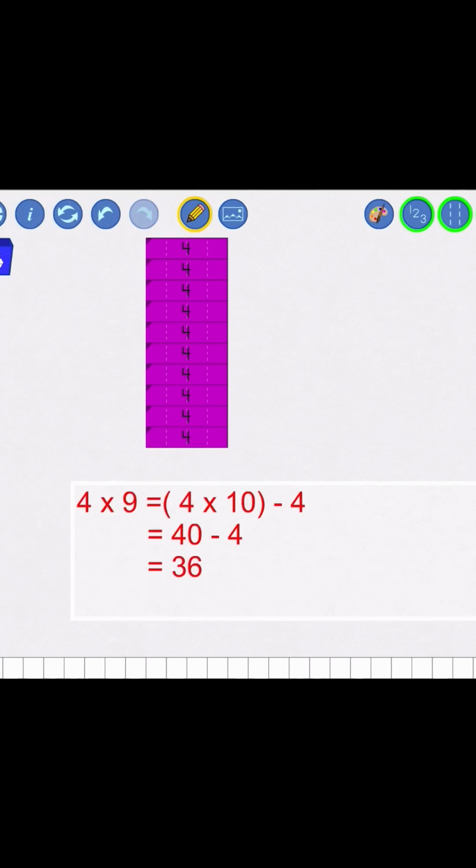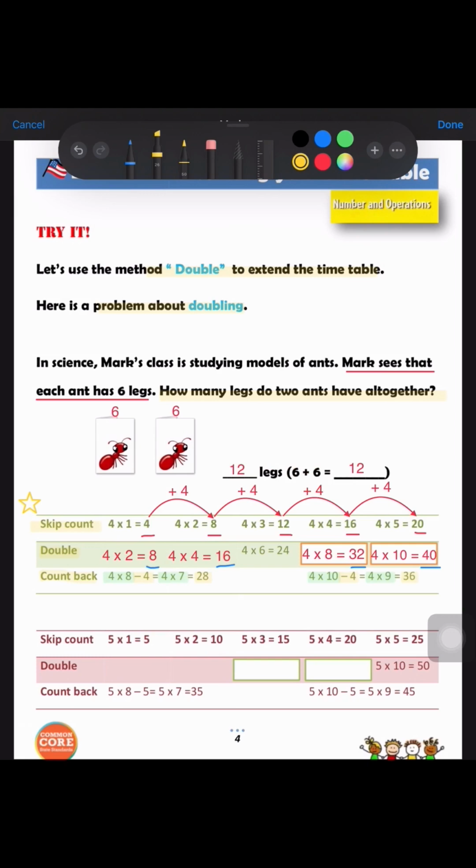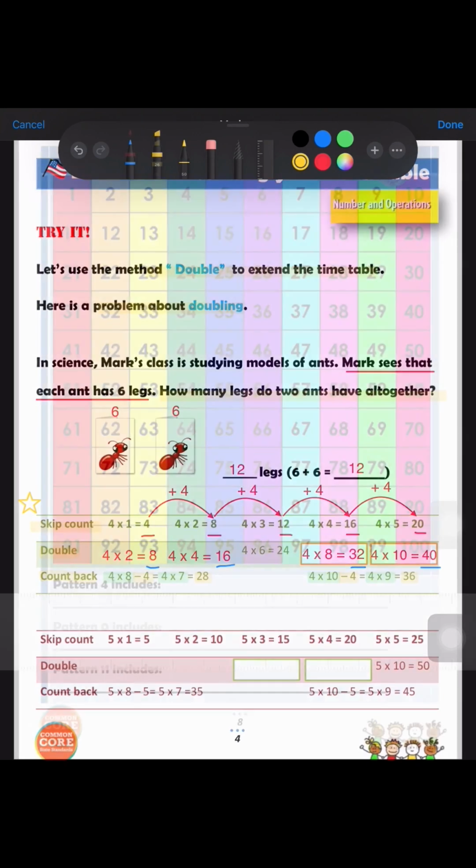And then we also use a similar method to find 4 times 9, because we know 4 times 10 equals 40. And then we just need to take away one 4 to find 4 times 9. So it's 40 minus 4, which is 36. And then for the tables below, kids, please try to finish by yourself at home.